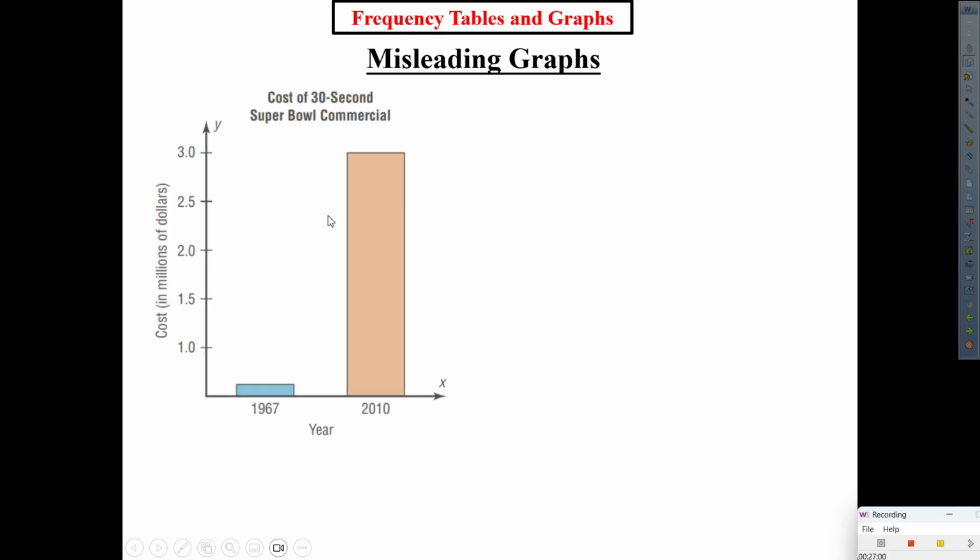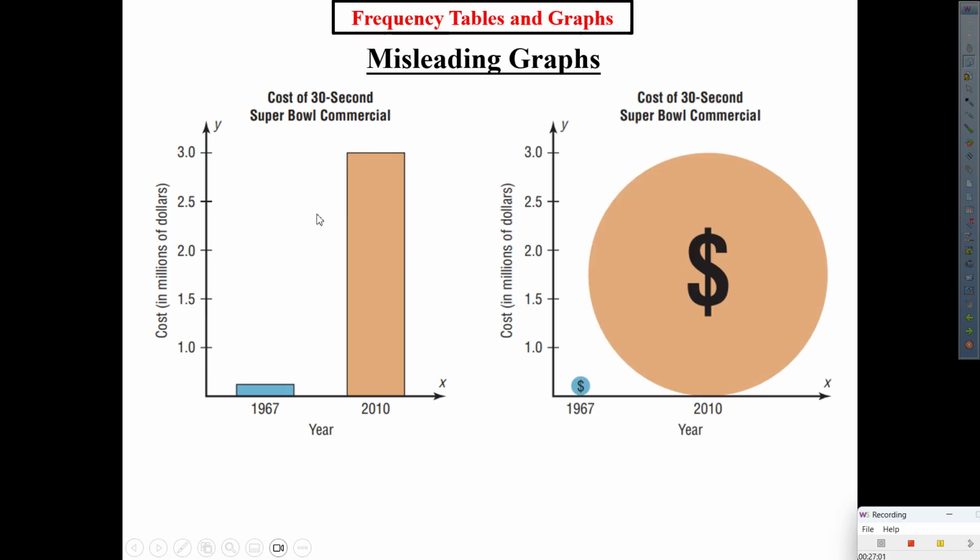So, here goes another one. Which one of those 2 is misleading? Tell your neighbor. Hades, pass to someone. Aubrey. Which one is misleading? The one on the right. Does everybody see that? That's the obvious misleading one. Why? Because they're trying to make it look like it's a lot different by the graph that they created.